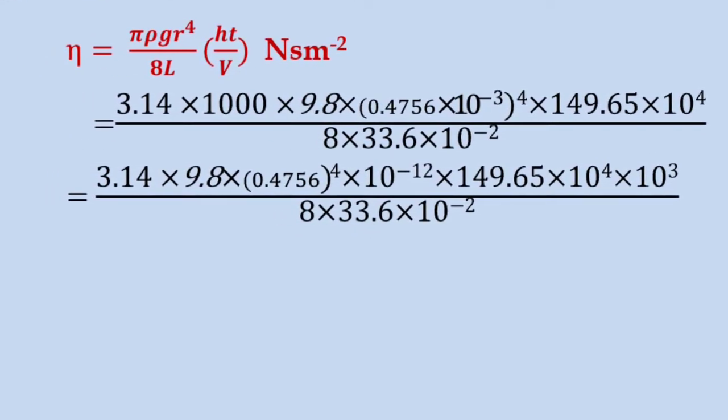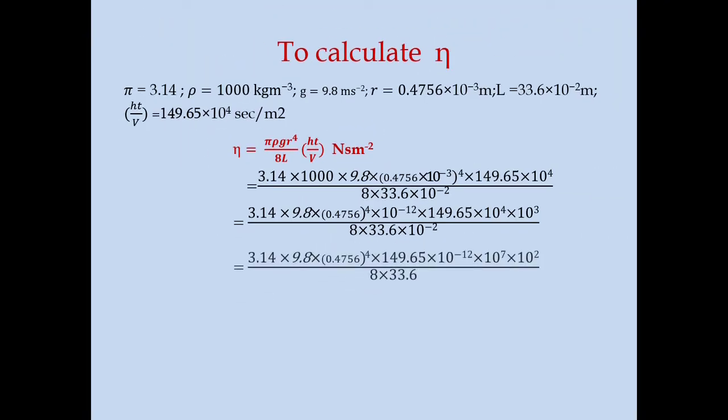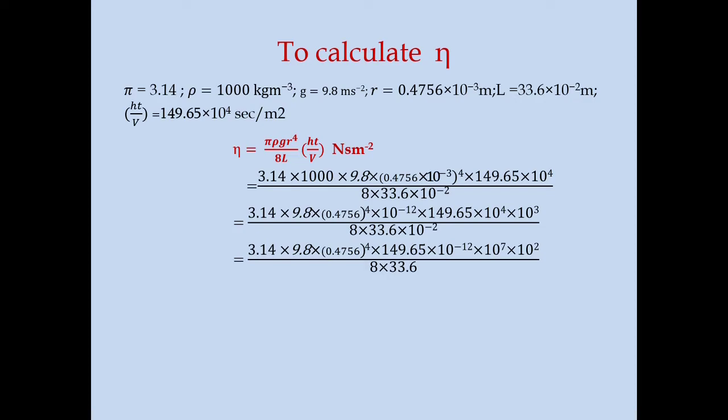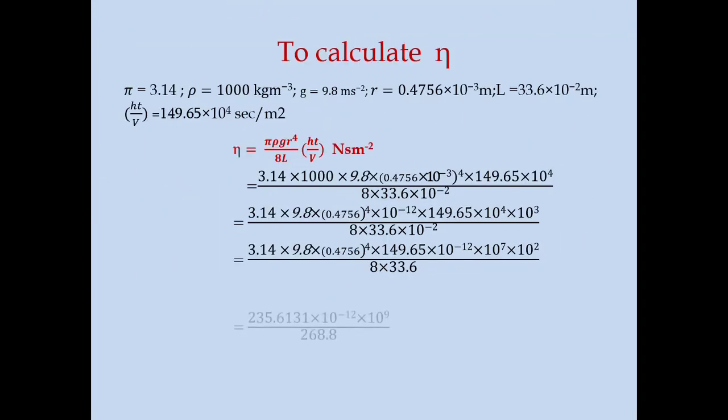Then already we have 10 power 4 from this ht by v, and this 1000 has been written as 10 power 3. So the whole divided by 8 into 33.6 into 10 power minus 2. So in the next step, the power in the denominator has been taken to the top, I mean to the numerator. So we got, and the powers have been sorted at the end. So it is 10 power minus 12. Already we have 10 power 4 and 10 power 3. Combinedly it is written as 10 power 7. The 10 power plus 2 comes from the denominator.